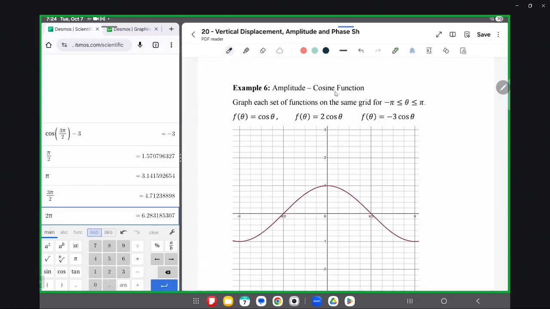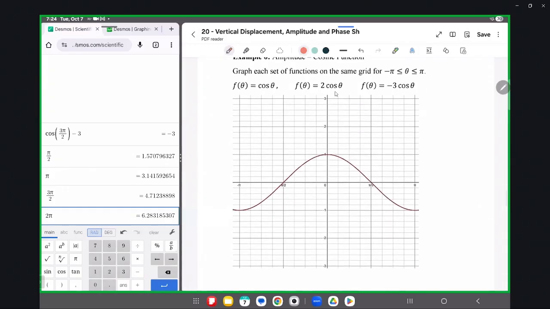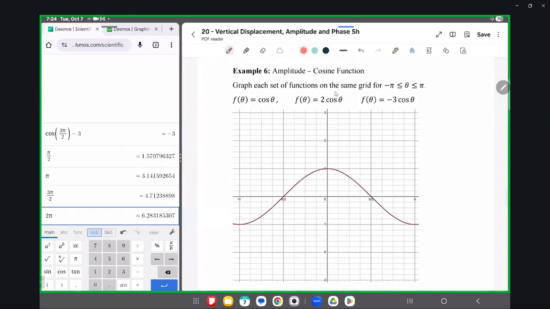Okay, so the first one was done for us. Here they graphed f of theta equals cosine theta. So if we were to graph the 5 important points, there they are. And we're going to go ahead and label this f of theta is equal to cosine theta. And we'll just color this in red so that we're ultra clear about the graph that we're talking about.